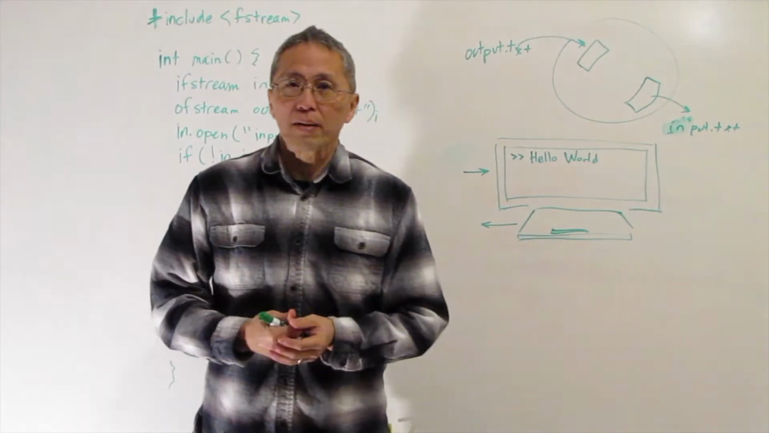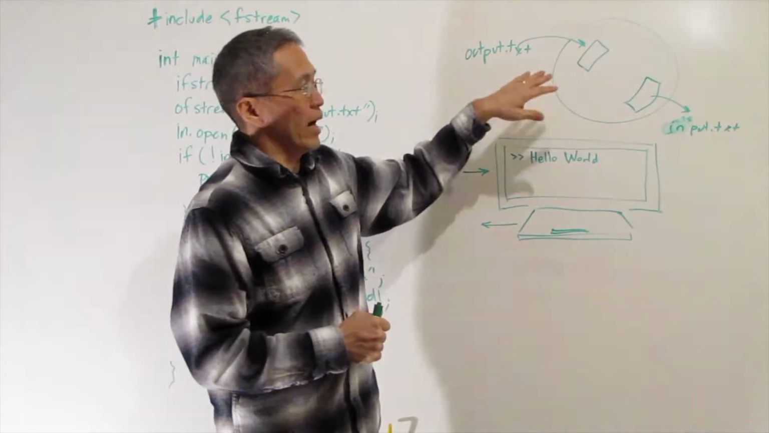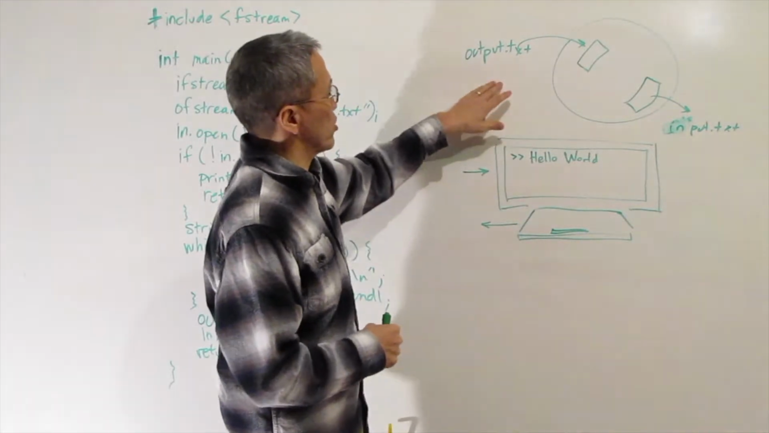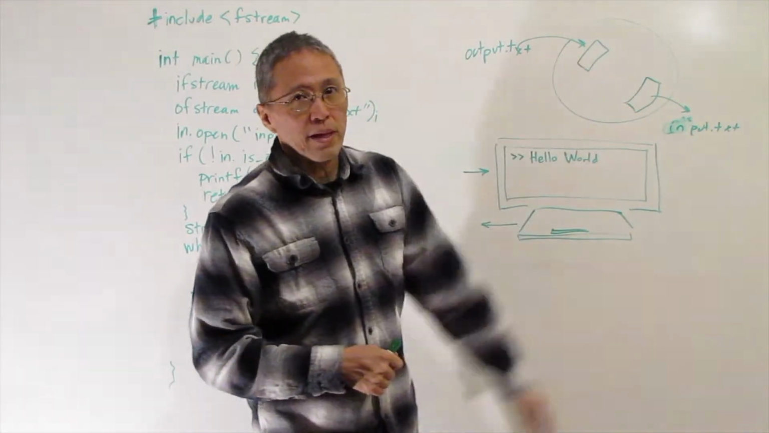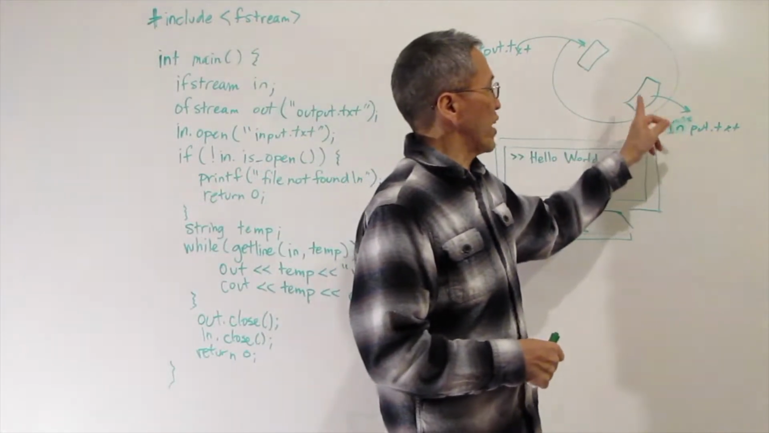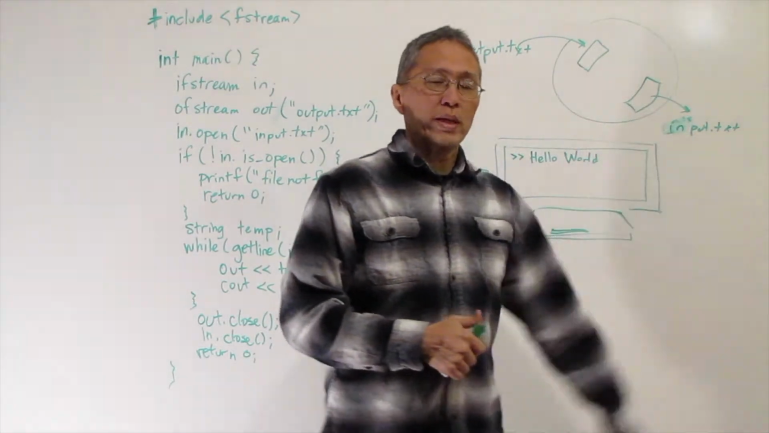Well, you can do the same kind of thing with files. You can have an input stream and an output stream. Our output stream would be a file that we write to. An input file stream would be a file that we get data from.